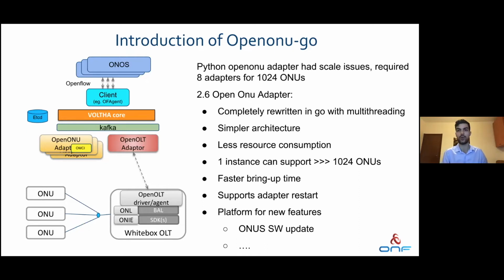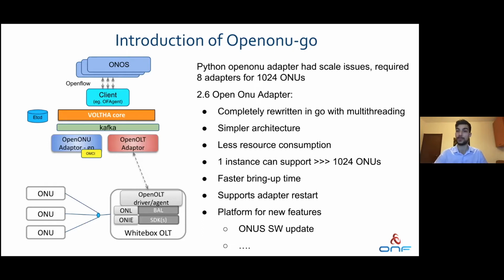As I said, almost a year ago, we started a complete rewrite of the adapter in Go. That is because Go supports multi-threading, and also because this way we could simplify the architecture. So what we did, we removed the 8 Python adapters in 2.6, substituting them with the Go version of the adapter that is feature parity, meaning that it has all the exact features of the Python version, but in a much faster implementation that has less resource consumption, and it enables a faster bring up time of 1024 ONUs, which again is our target.